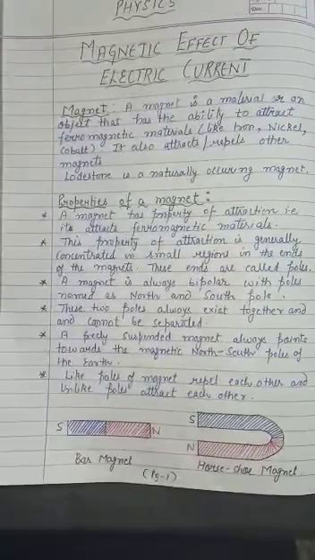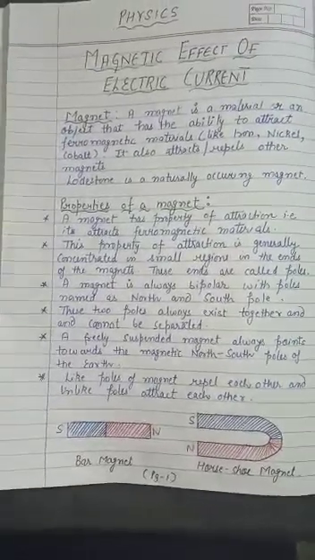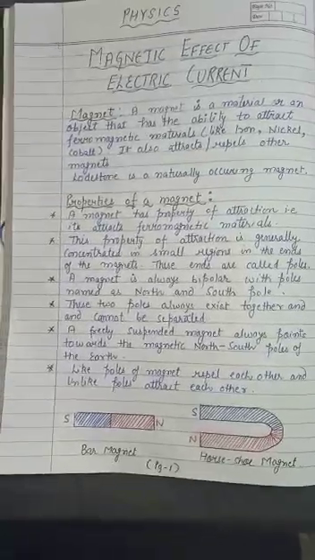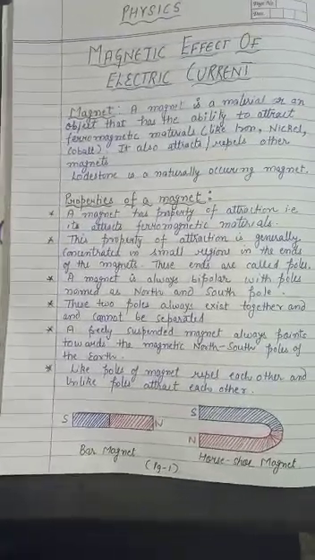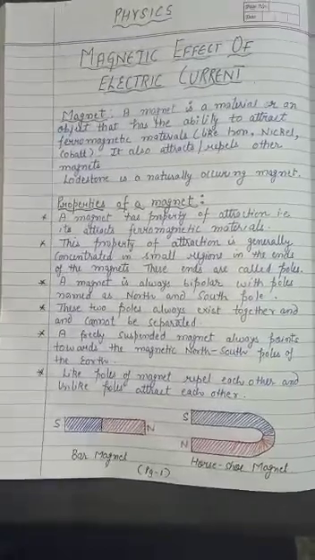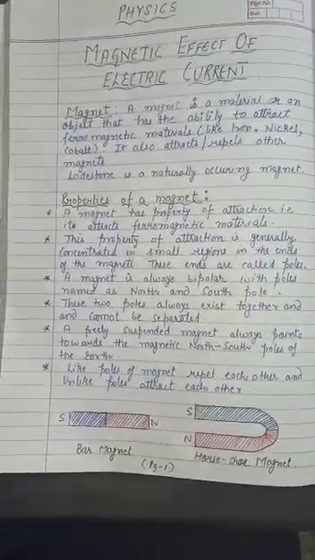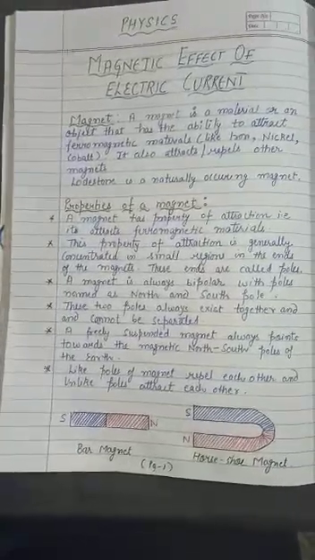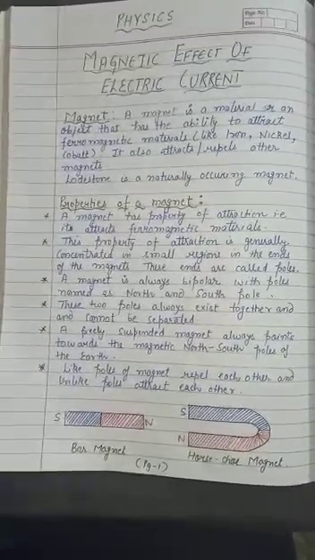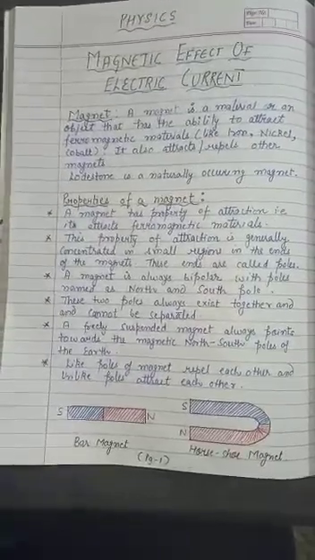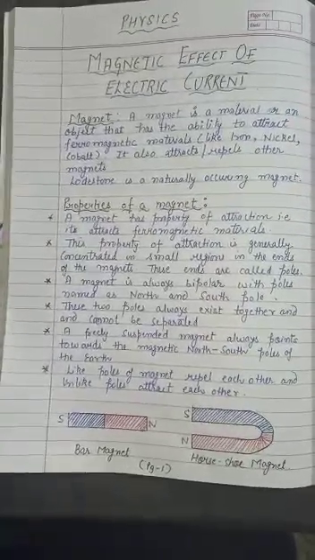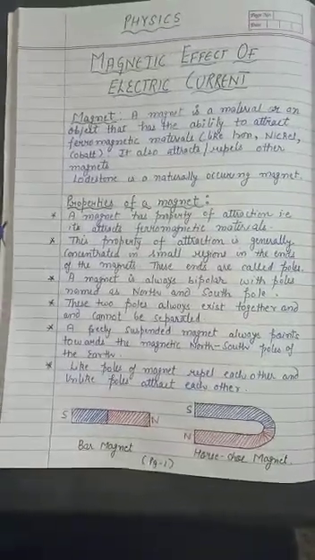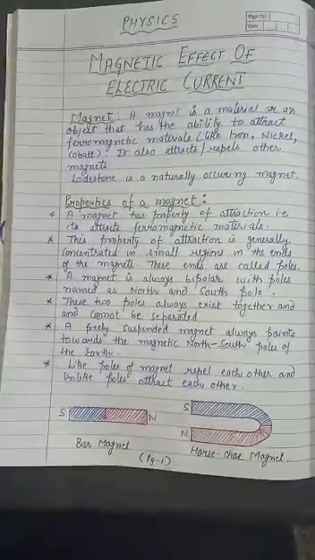Today we are going to start with the next chapter of physics, that is magnetic effect of electric current. In our last chapter of electricity, we had learnt about electric current and its heating effect. That is, when current flows through a current carrying conductor, it produces heat. In this chapter, we are going to see how the same current carrying conductor produces magnetic effect, how it behaves like a magnet.